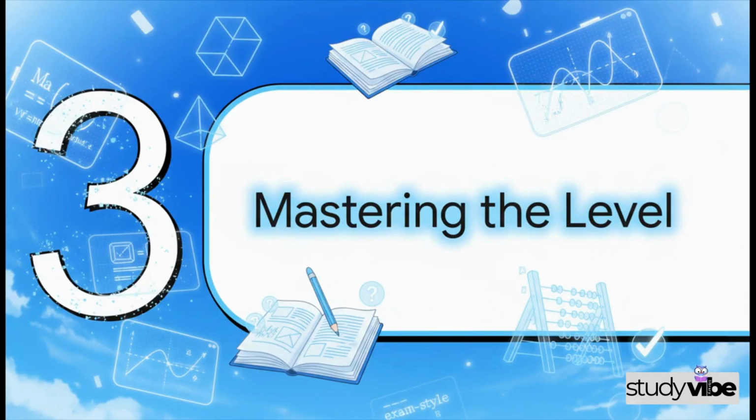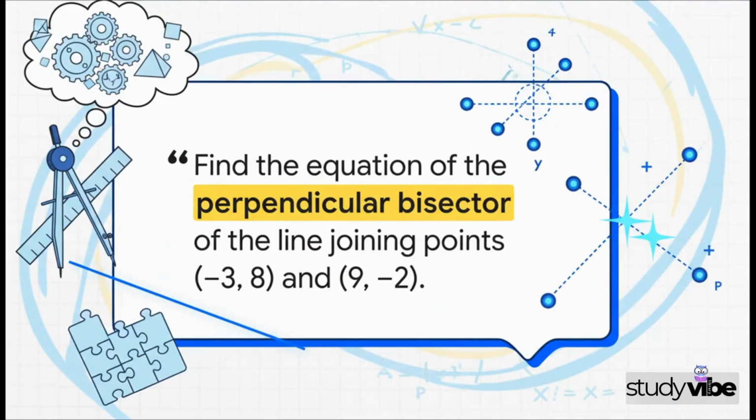Okay, Section 3, mastering the level. Okay, enough talk, right? Let's actually put this method to the test. It's time to master this level. Let's grab a real, exam-style problem and see how it's done. Okay, here we go. Find the equation of the perpendicular bisector of the line joining the points (-3, 8) and (9, -2). Whoa. Okay, I know, that looks intense. It's a classic exam question designed to look scary. But trust me, it's just a puzzle, and we are going to solve it together, piece by piece.